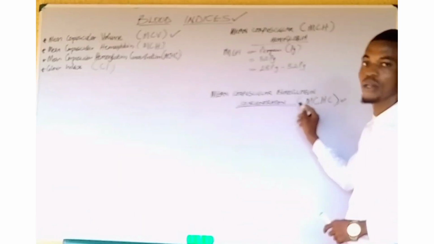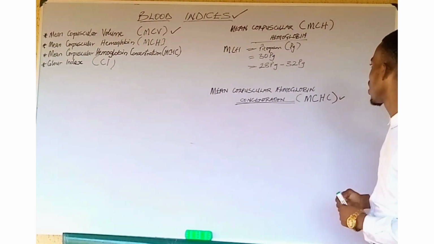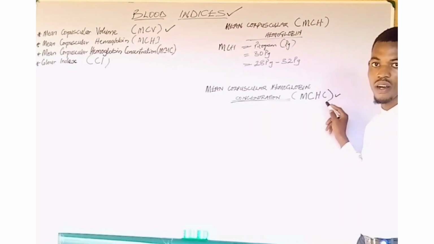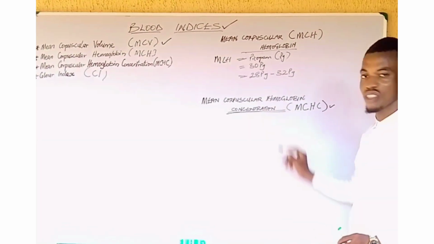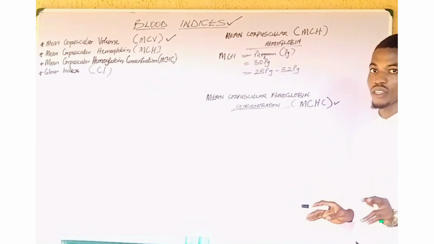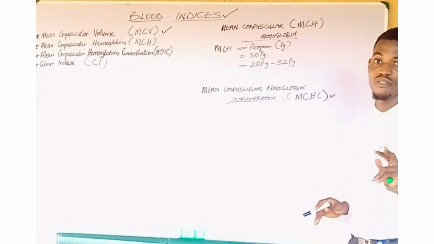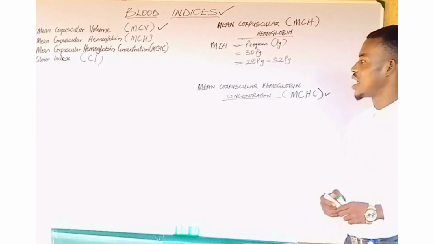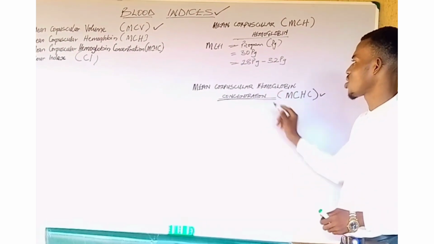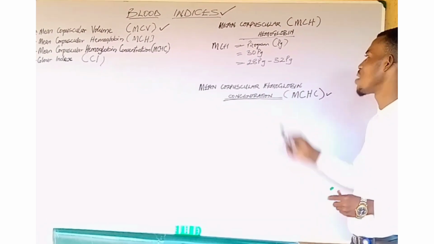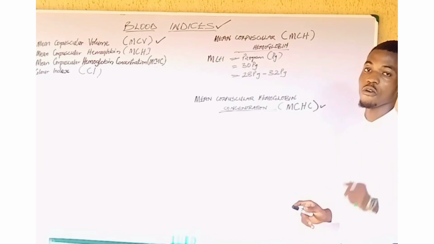is mean corpuscular hemoglobin concentration. That is the one we call MCHC. Alright? This mean corpuscular hemoglobin concentration, should I say, is the most important in estimation of anemia and the detection of the type of anemia an individual is suffering from.